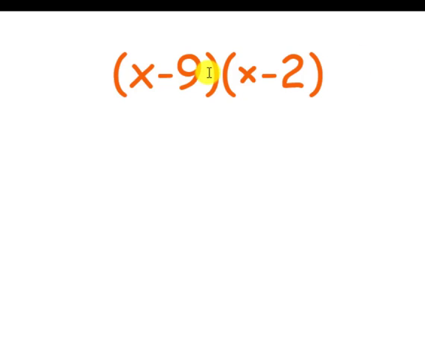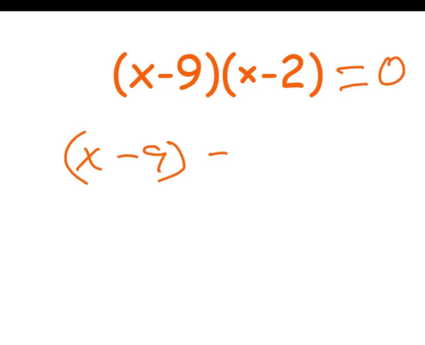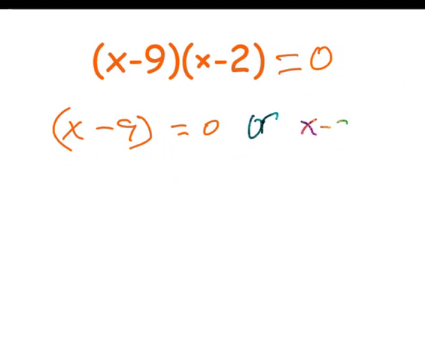Okay, now we have x minus 9 times x minus 2. To find the values of my variables, my x's, I'm simply going to set the two binomials that are being multiplied together equal to 0. So what that means is that x minus 9 will equal 0, or x minus 2 equals 0. So let's solve these.